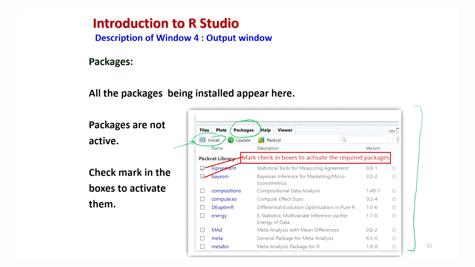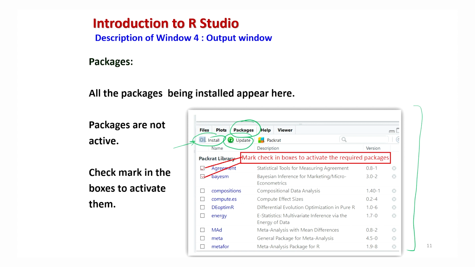Then the next option here is update. These packages also get updated over a period of time with new development, and the package which is installed on your computer was available on the date when you installed it. Now, if the packages have been updated, and you press update, then all the packages will be updated and so on.